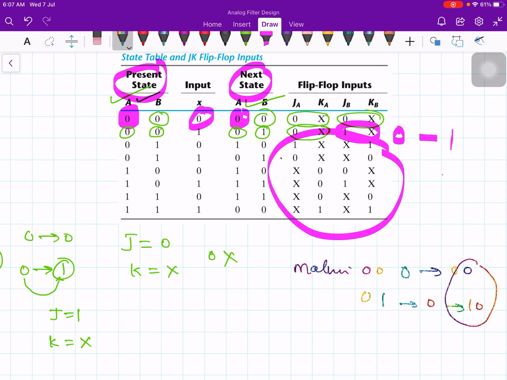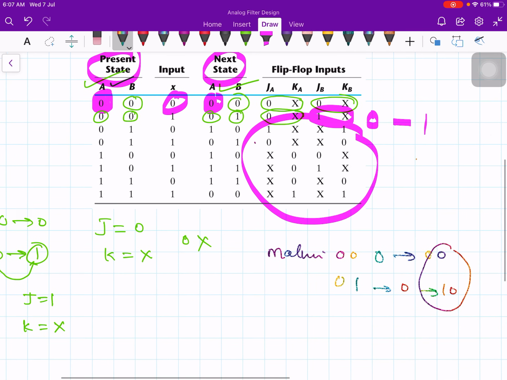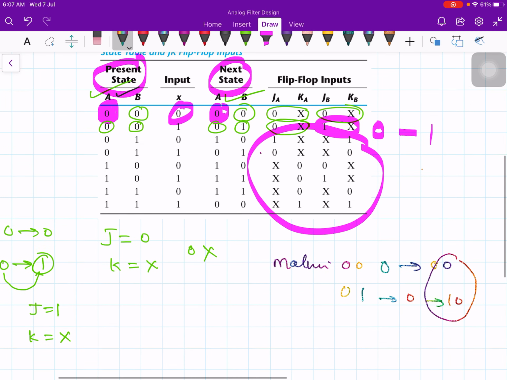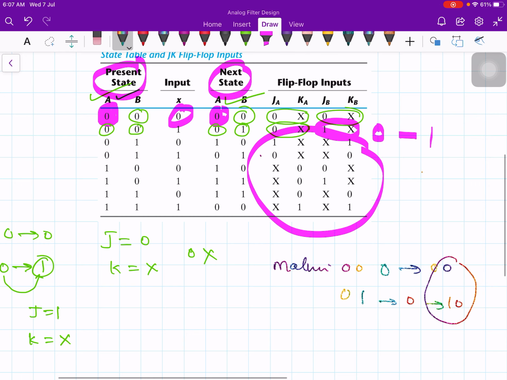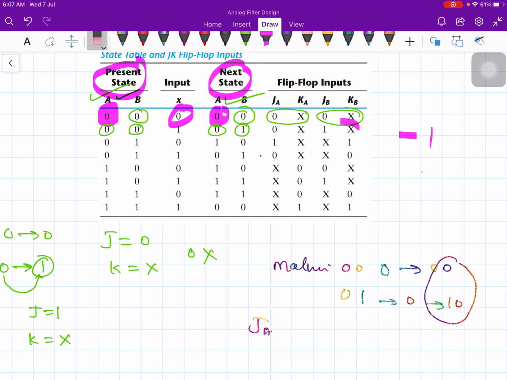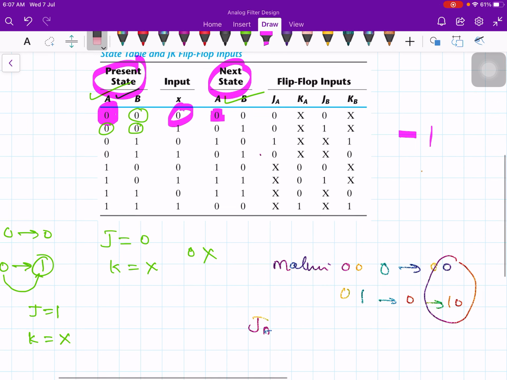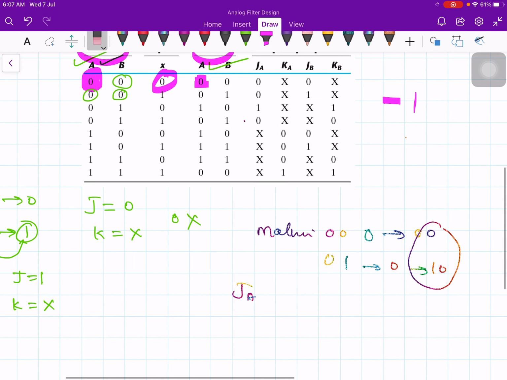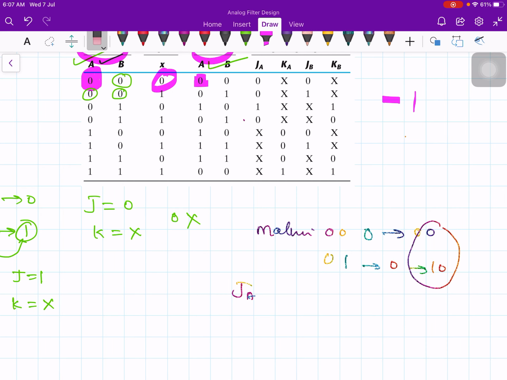Also the flip-flop input is a function of the present state and input. Therefore I can find out what is JA from this, and from this I can find out what is JB and all those things. Now in order to find out JA, look at the JA column.